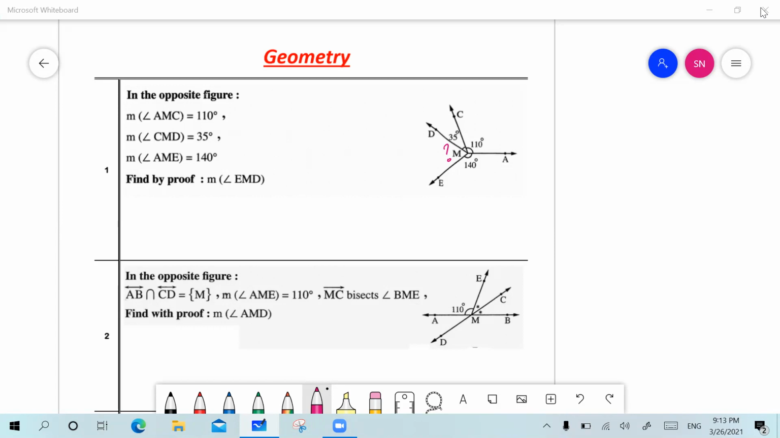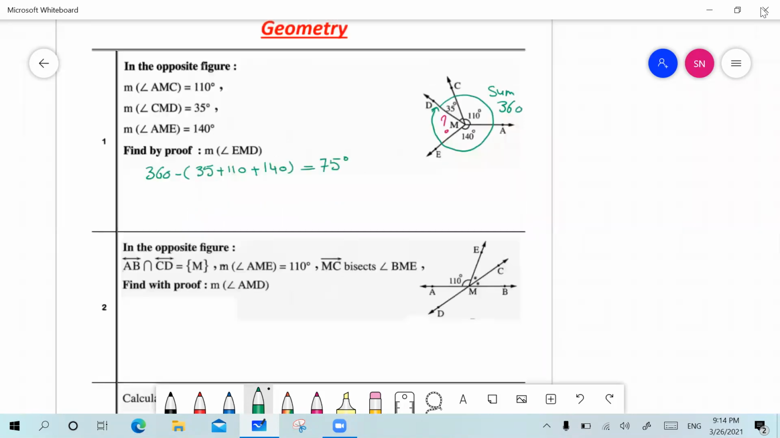75. 75, exactly. So again, here, all those angles, they are accumulated around a point. And we know that the accumulative angles around the point should sum to give me 360 degrees. So to find the angle he is looking for, I have all the angles around the point except one. So it is 360 minus 35 plus 110 plus 140. And this is going to equal to 75 degrees. So the angle he is looking for is equal to 75 degrees.